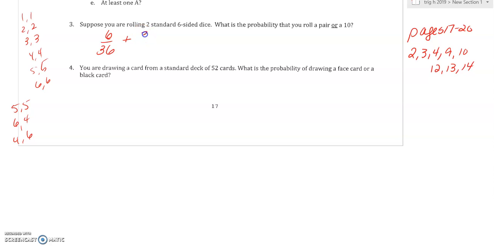Now here's the problem. Do you see how you counted something twice? You counted this event twice. Okay, so if you want to count it once, you just don't want to count it twice. So if you count something twice, subtract it once.